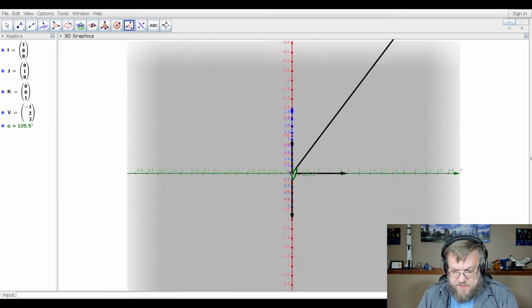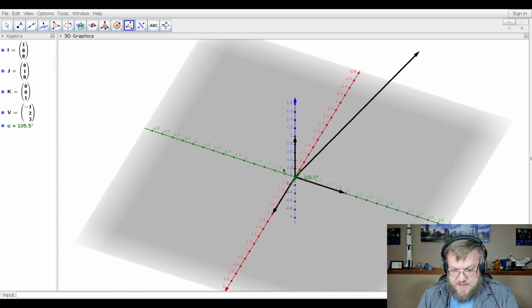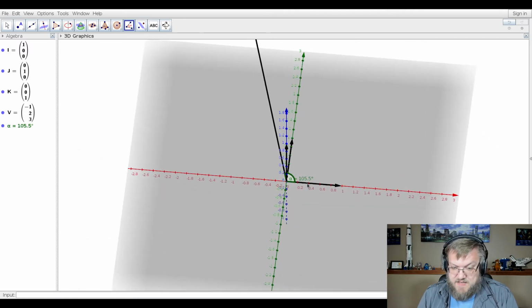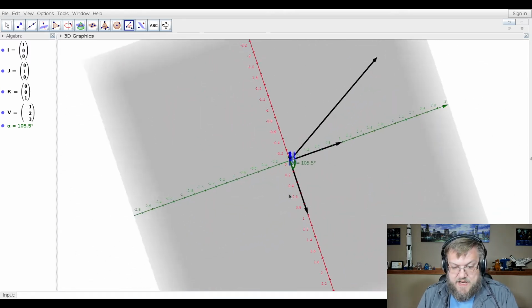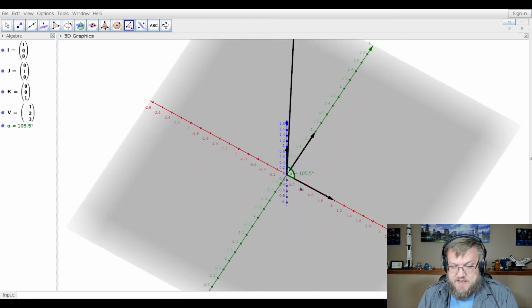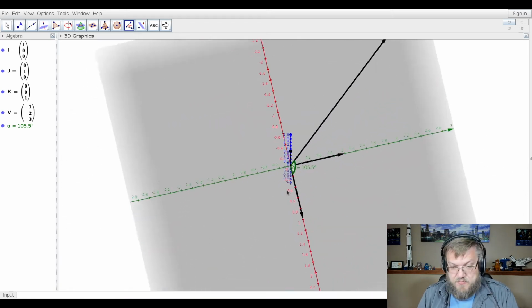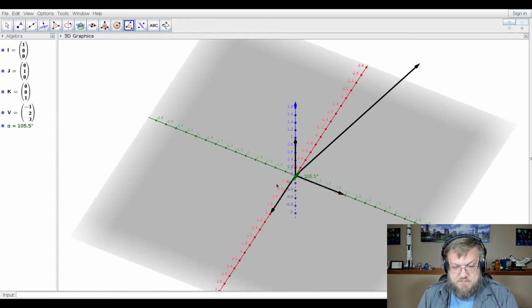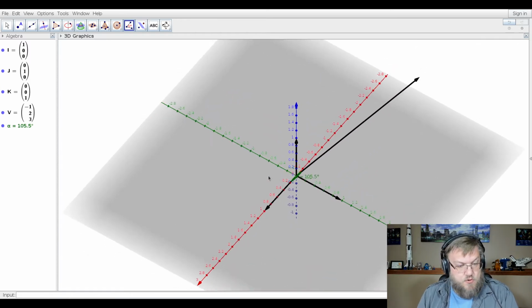And I don't know if you can see that. Hopefully you can see that it said that that's 105.5 degrees. See that? That is the angle between I and the vector you've given me. Okay? So that's 105.5 degrees. Nice. Okay? We'll call that angle alpha. That's the angle that my vector makes with I.